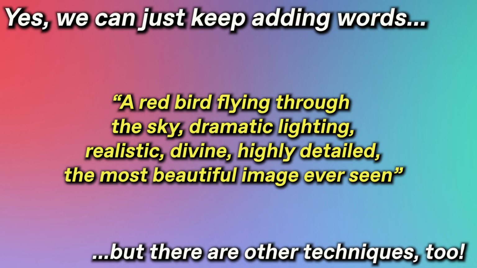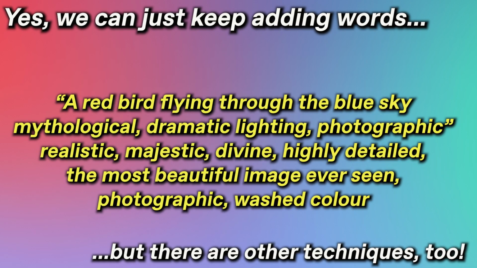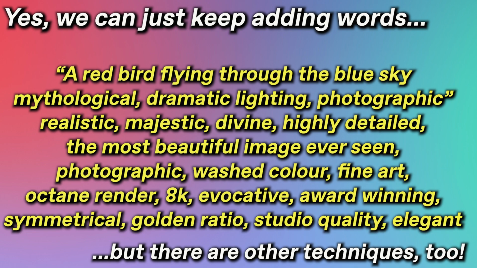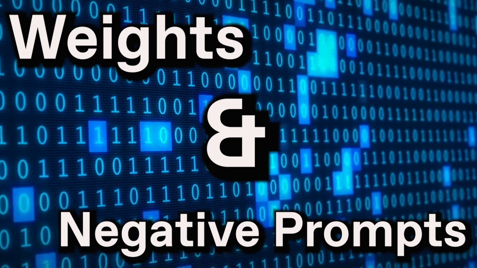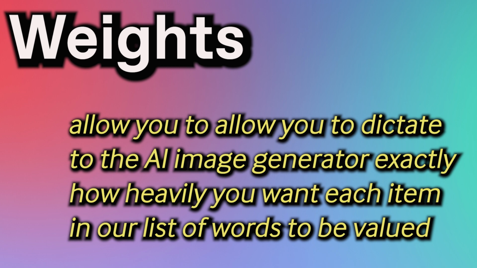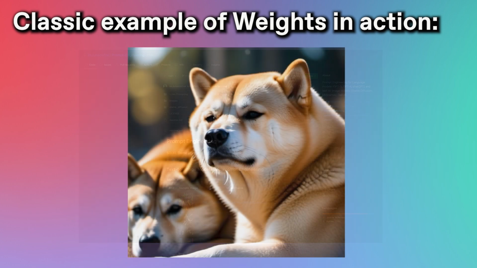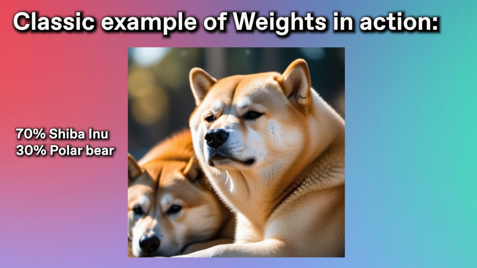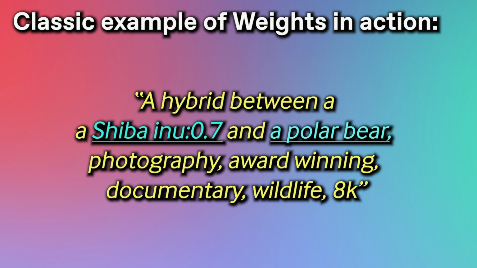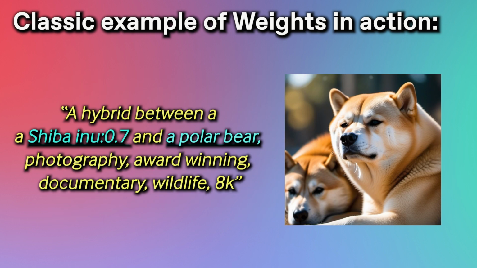Let's keep going. Of course, we can just continue iterating on our prompt, adding more and more words. However, there are some additional techniques we can take advantage of, namely weights and negative prompts. Weights allow you to dictate to the AI image generator exactly how heavily you want each item in our lists of words to be valued. You can see a classic example of this in the GitHub repo linked above. If we want to create an animal that's 70% Shiba Inu and 30% polar bear, we can simply include in our prompt a hybrid between Shiba Inu, 0.7, and a polar bear. Since the weights must add up to 1.0, aka 100%, the polar bear's 0.3 coefficient is implied.